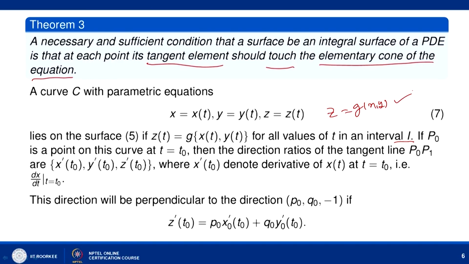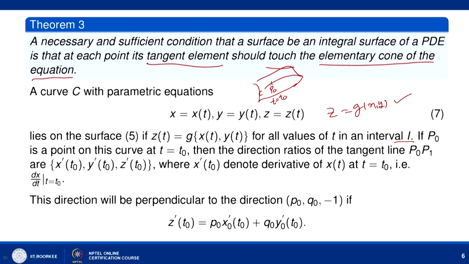Now, if p naught is a point on this curve, so you have a curve, and it is like this: we have a surface kind of thing and you have a curve like this, which we call C. Now, take any point here, let us say this is p naught, and this corresponds to the value of t at, say, t naught.